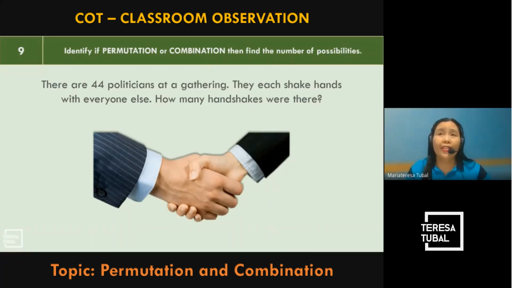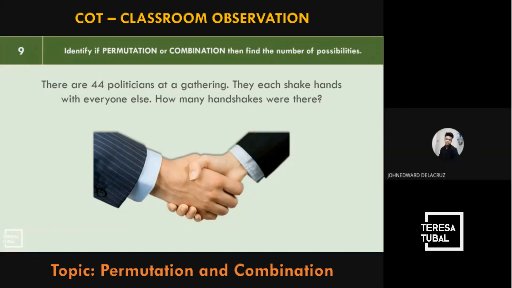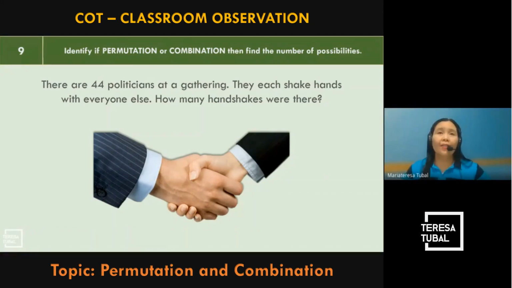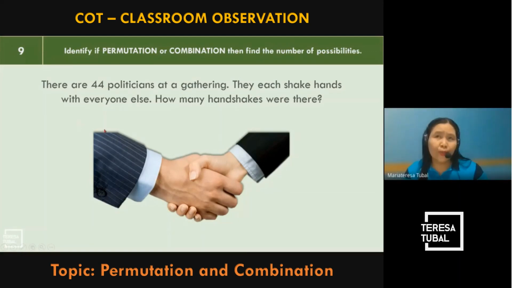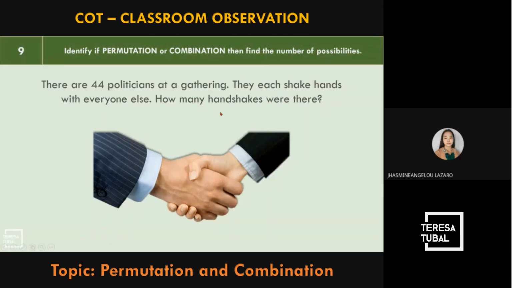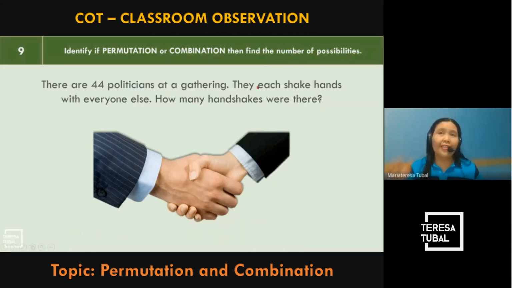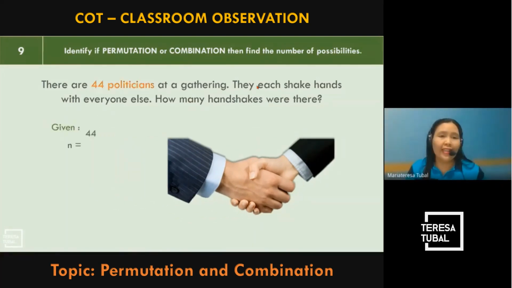Edward, are you raising your hand? Sir, ma'am, di lang po natanggal. Okay, Lazaro, what is N? 44 po. 44. How about the value of R? 2. Saan yung 2? Shake hands po, ma'am. Shake hands. So, ibig sabihin nun, shake hands in your right hand and then? Left hand. Correct. Kaya 2. So, the value of N is equal to 44, and the value of R is equal to 2.